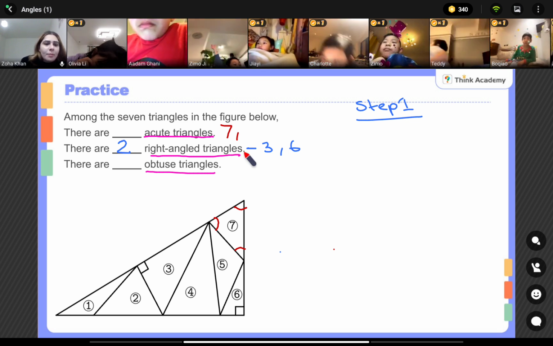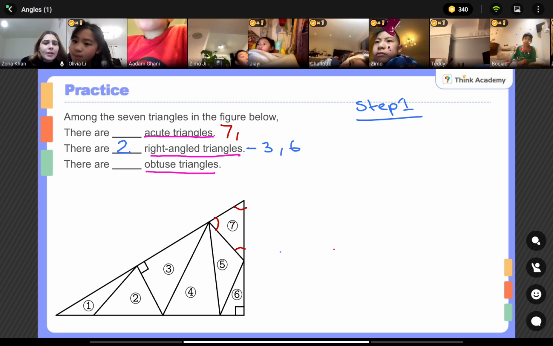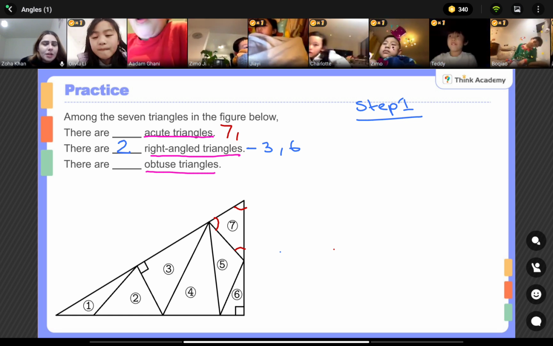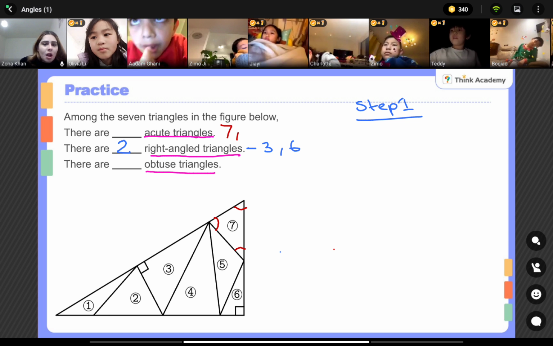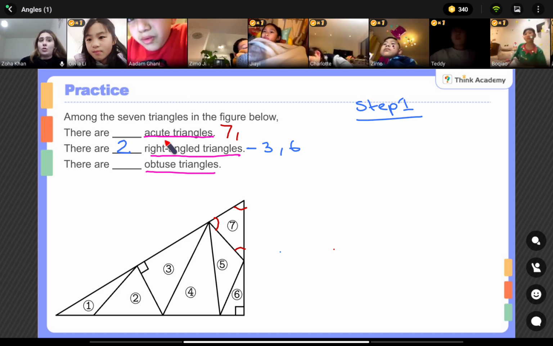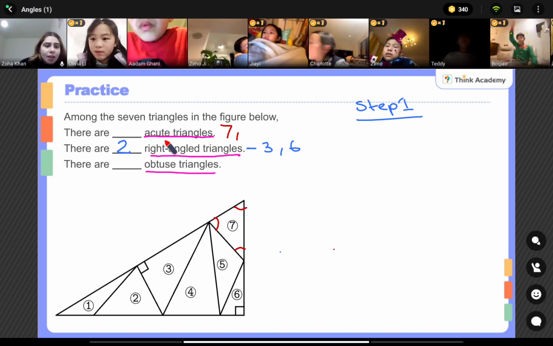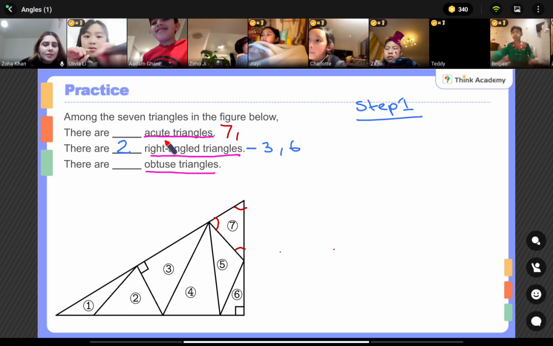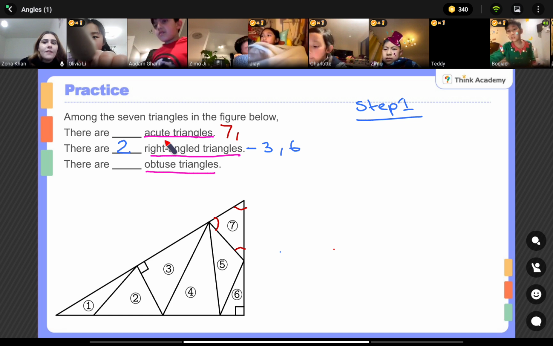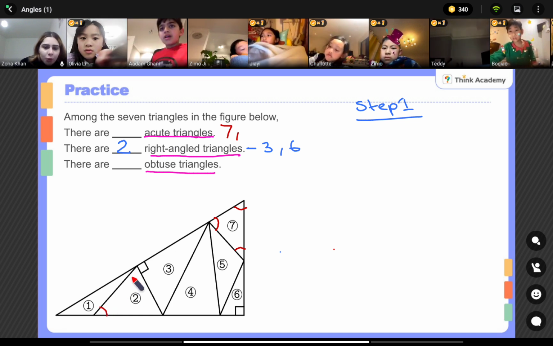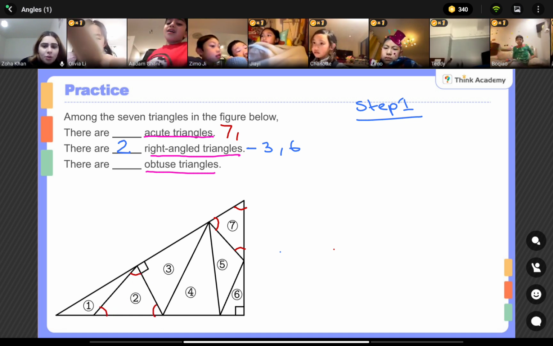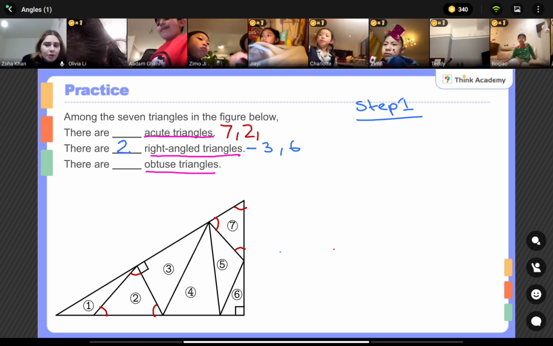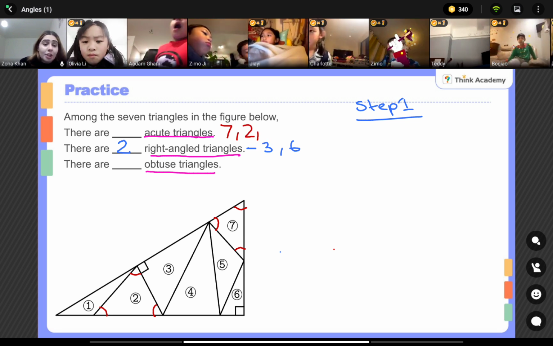Okay, Maya, what's another acute triangle, please? 1. Okay, number 1 is not an acute triangle, but it's very close. Anyone else want to have a go? Yes, Austin. 2. Very well done, everyone. Look at number 2. All of the angles in number 2 are acute angles. So number 2 is also an acute triangle.